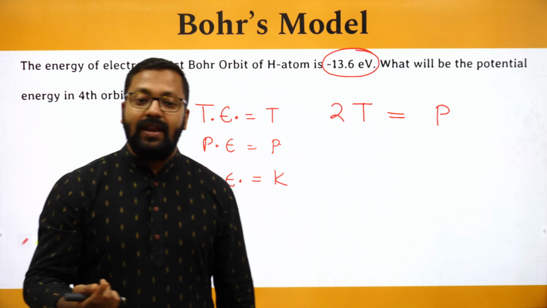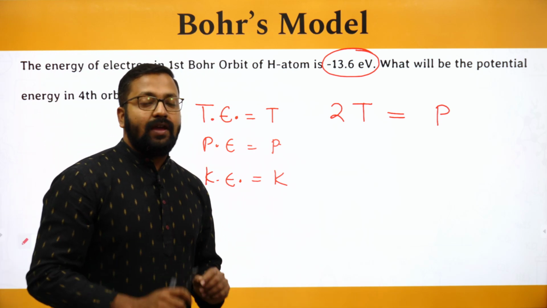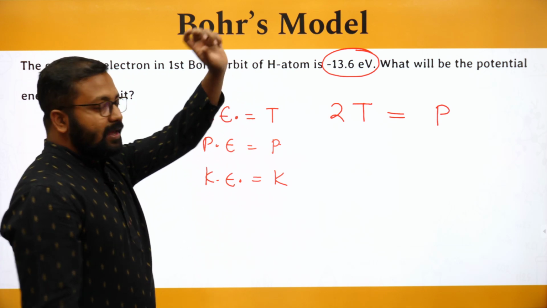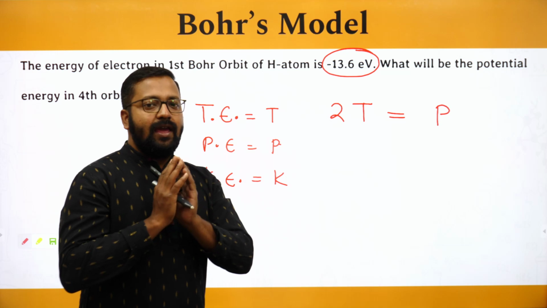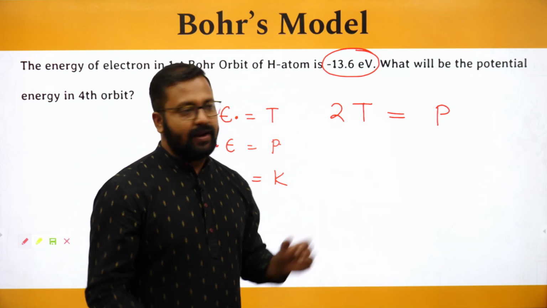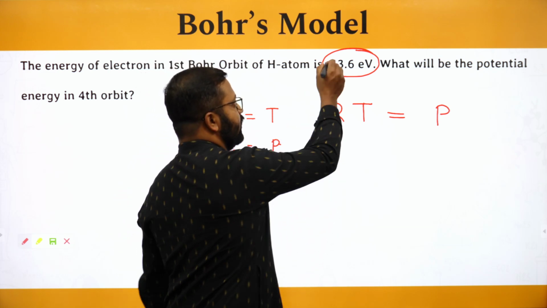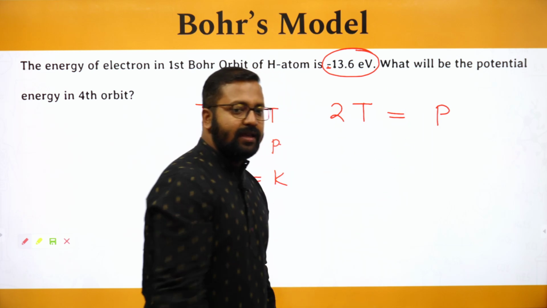What is the meaning of negative energy? Negative energy does not mean that the energy is given out. Negative energy means that the system is bound, it's under an attractive interaction. If the energy is positive or zero, that means it's not in an attractive interaction. That is why the sign becomes negative. So you do not have to change the signs.